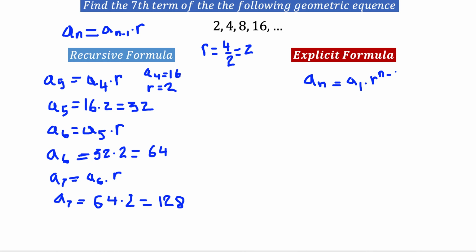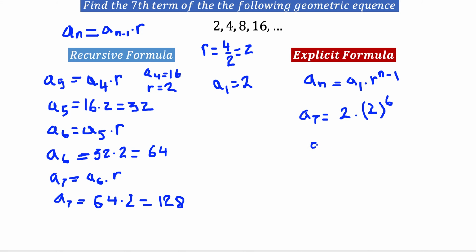Now we are looking for the seventh term. The seventh term is going to be a_7. First of all, the first term is 2, so a_1 is equal to 2. Now a_7 is what? The first term, 2, times the common ratio. The common ratio r is equal to 2. And now n is equal to 7, minus 1, is 6.